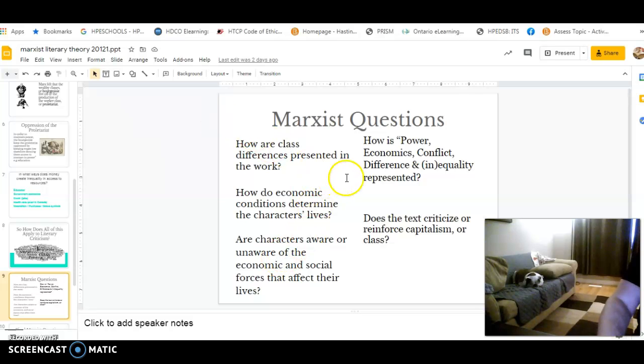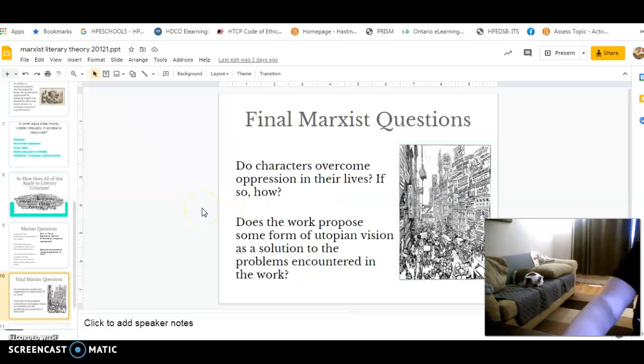How are power, economics, and conflict differences represented? How is the inequality represented? Here we have the access to goods and services that those without money do not have. Does the text criticize or reinforce capitalism or class? It's the idea of the differences between the rich and the poor, or not necessarily the inequality, but the access to resources that individuals have. Do characters overcome the oppression in their lives? If so, how? When we look at oppression, this is not a story of Mrs. Summers pushing back against the man or anything. This is her own personal journey. So in terms of the conclusion, does she overcome anything? What is the conclusion, and what does that lend us to think about this particular experience she's had?